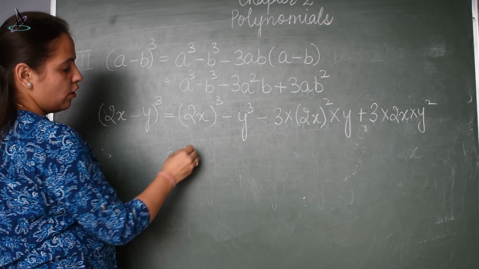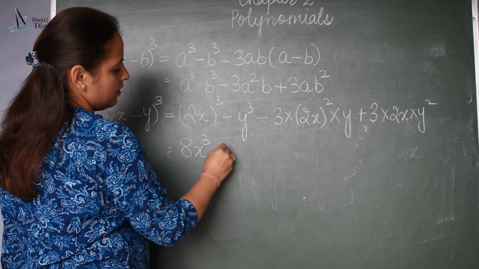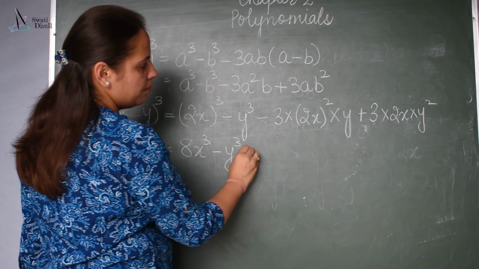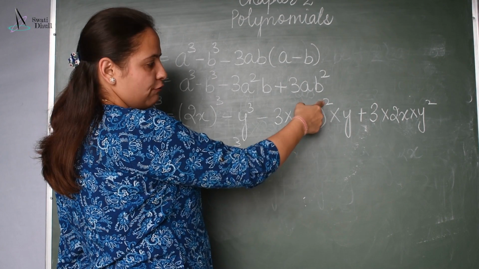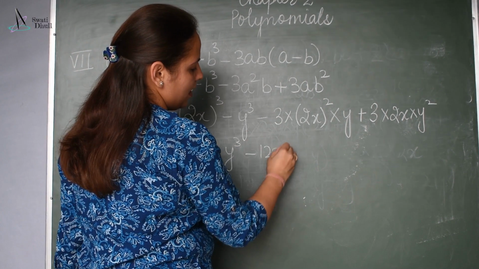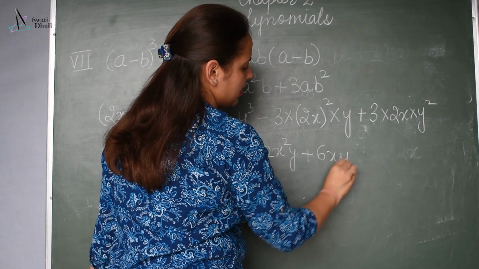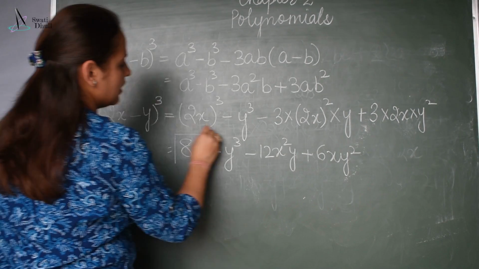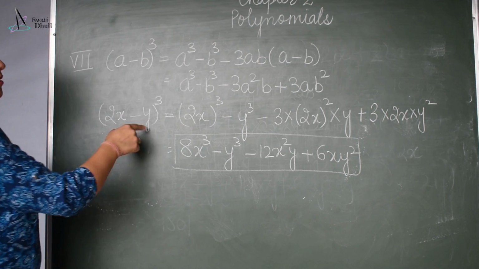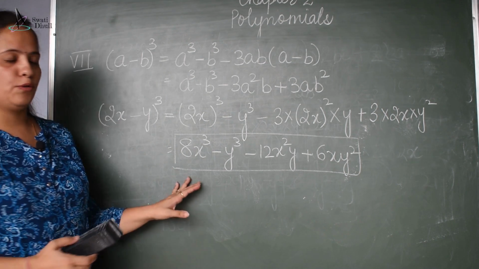2x whole cube is your 8x cube minus y cube minus 2 2s are 4, 4 3s are 12. So 12x square y plus 3 2s are 6, 6xy square. So this is the expansion of your 2x minus y whole cube.